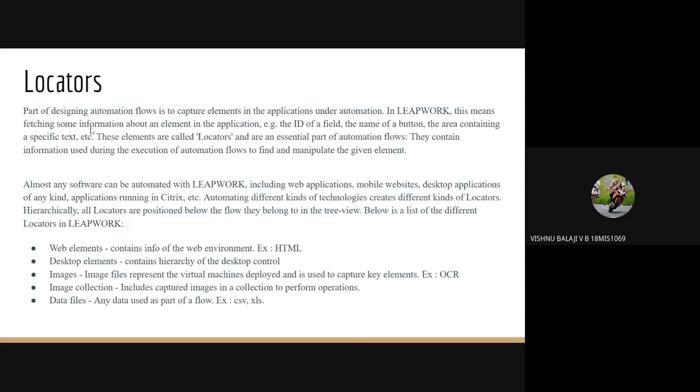In LEAPWORK, this means fetching some information about an element in the application. For example, the ID of a field in a website, the name of a button, or an area that contains specific text, etc. These are called locators and are an essential part of automation flows. They contain information used during the execution of automation flows to find and manipulate the given element, which can be either a web element or a desktop element, so that you'll be able to perform certain test case operations automatically.